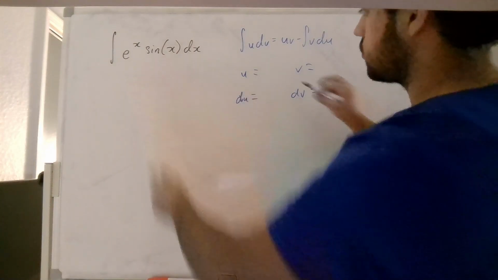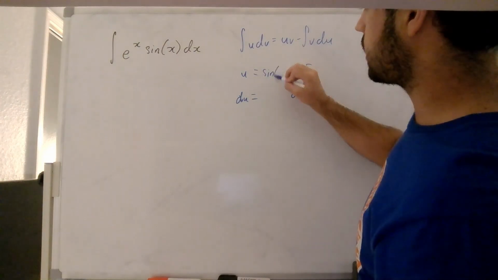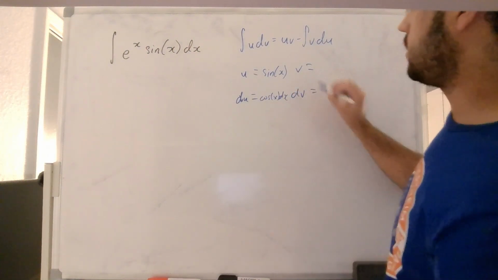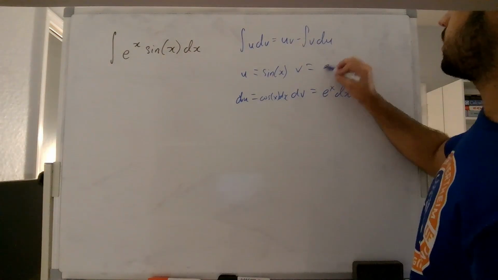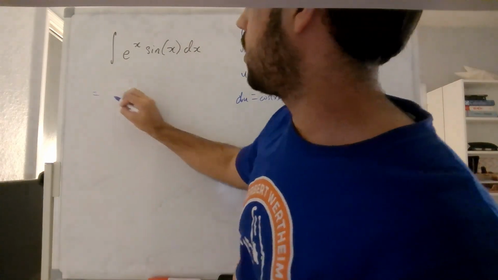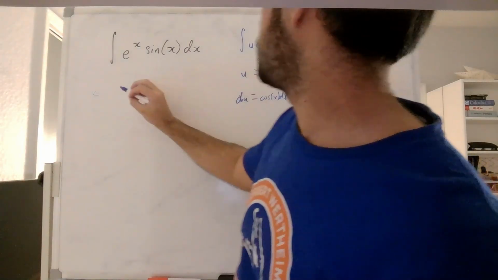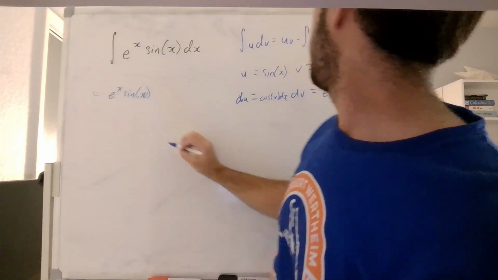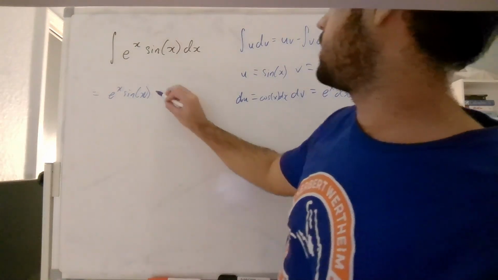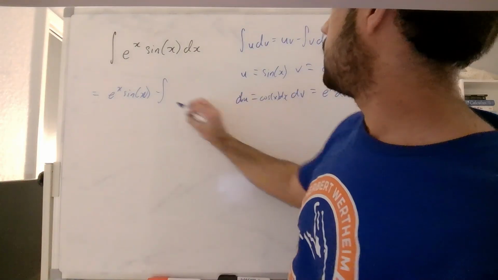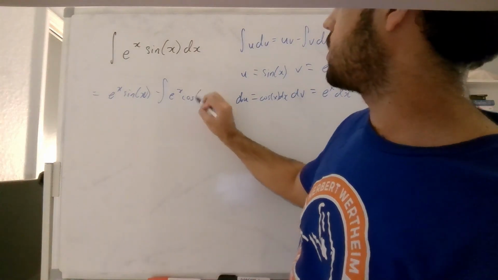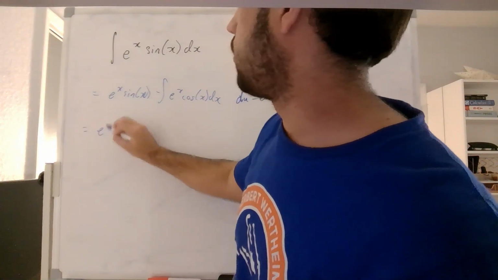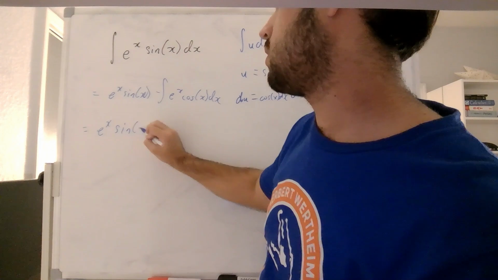Trig comes before exponential, so we're going to have our u is sine of x, du is cosine of x dx. And then dv is going to be e to the x dx, and then v is e to the x. So we're going to end up with uv is e to the x sine of x minus v du, e to the x cosine of x dx. And then we're going to have to do integration by parts once again.